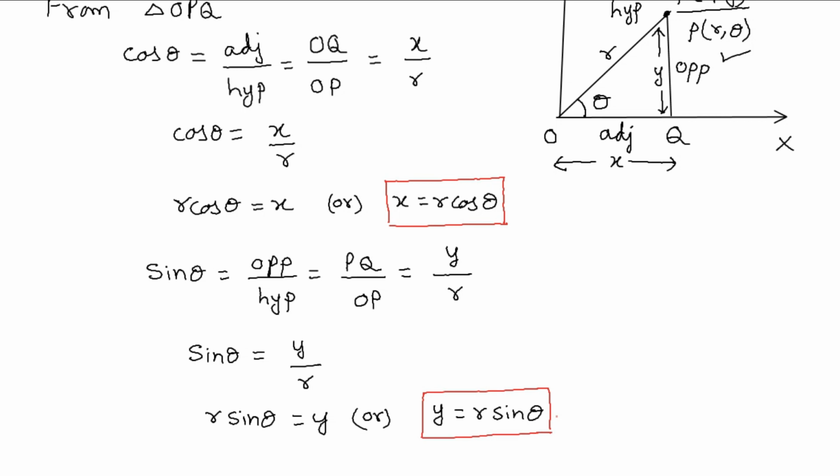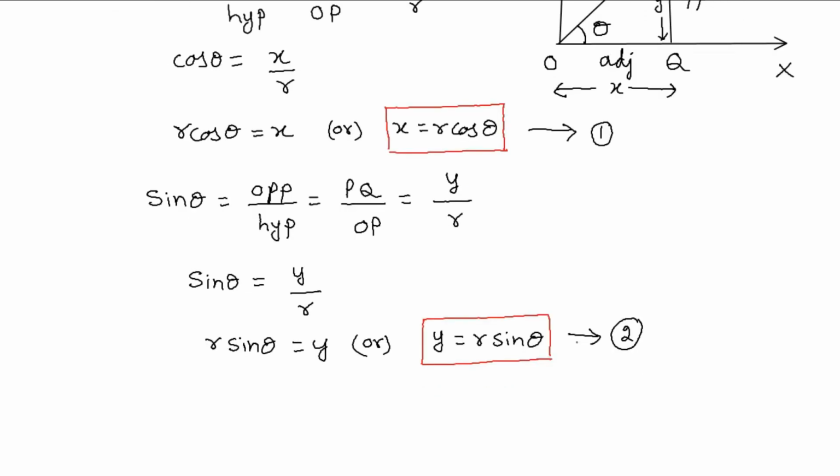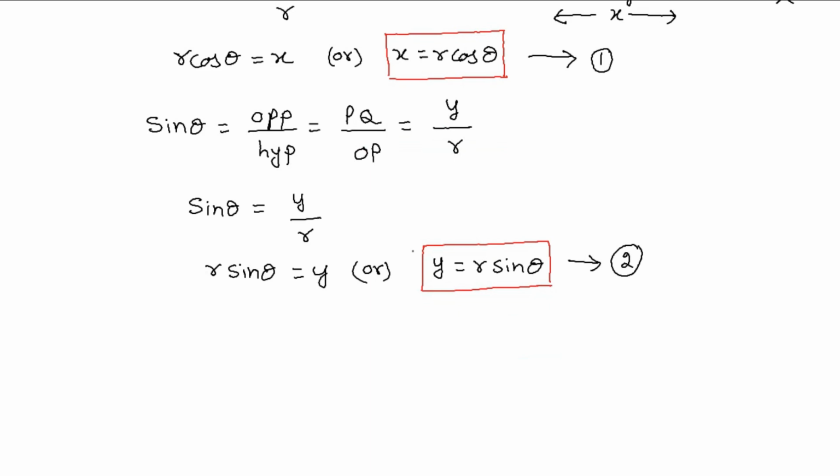So the Cartesian coordinate is represented in the form of the polar coordinate. Using these two results, I can find out the value of r as well as the value of theta. Let me take this as equation number 1, and this as equation number 2. To find out the value of r, I'll square and add these two values.